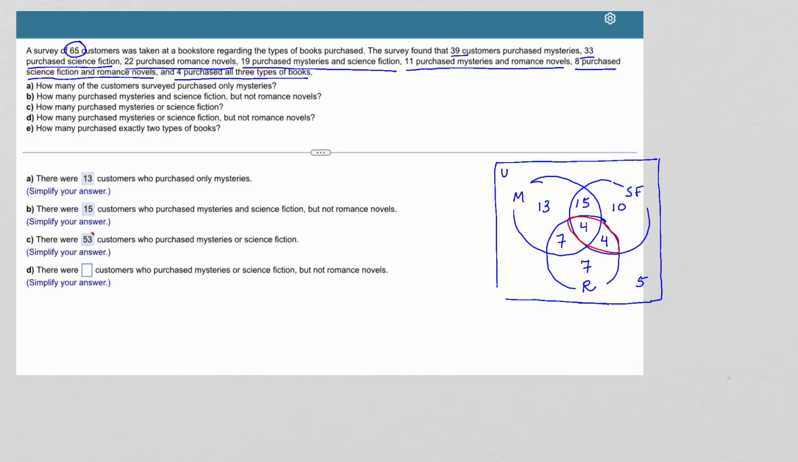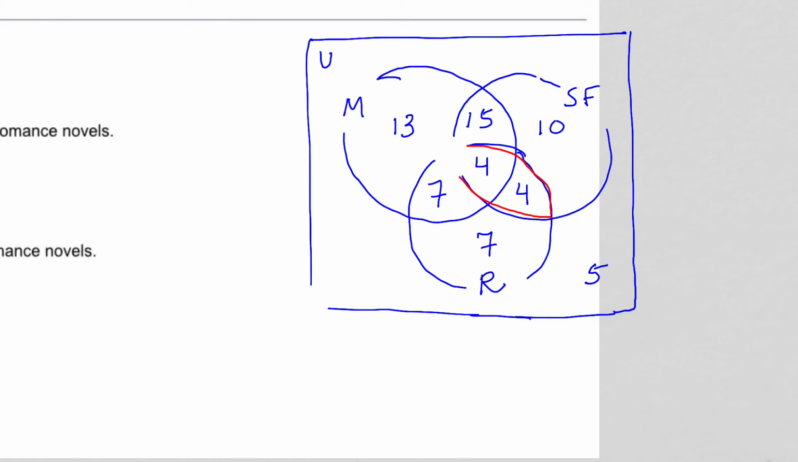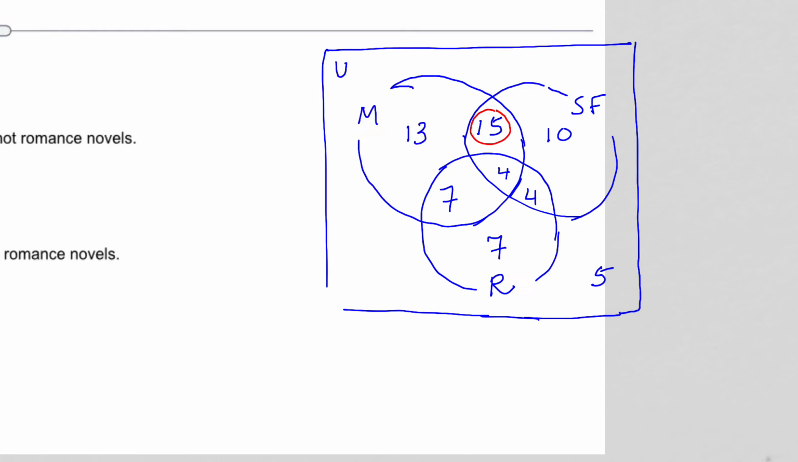So I'm looking at, let me see if I can erase that red that I had from before. This eraser is huge. Okay, so we're looking at mystery and sci-fi, but not romance, and that's going to be these 15, because we're inside the circles of mystery and sci-fi, but outside the circle of romance.